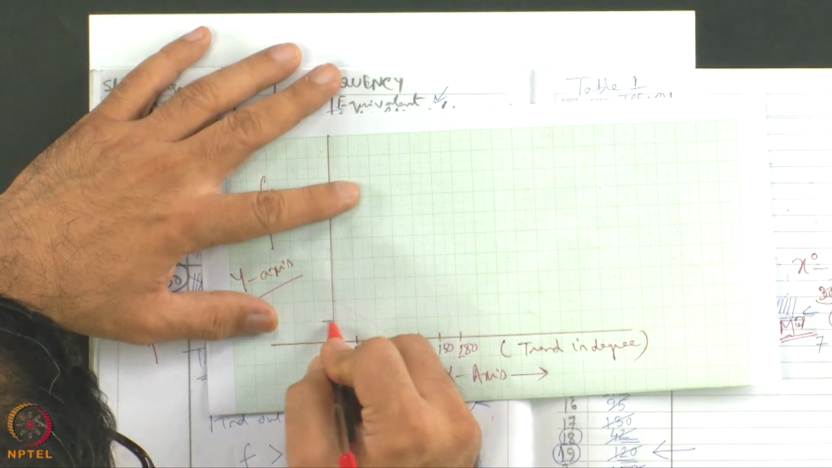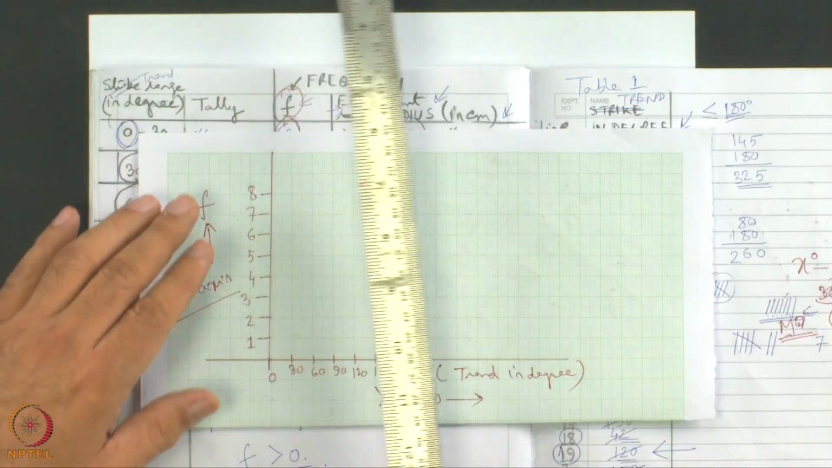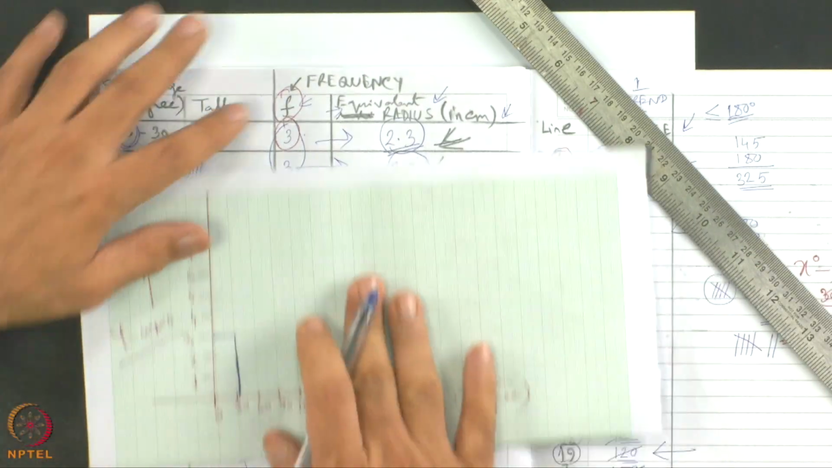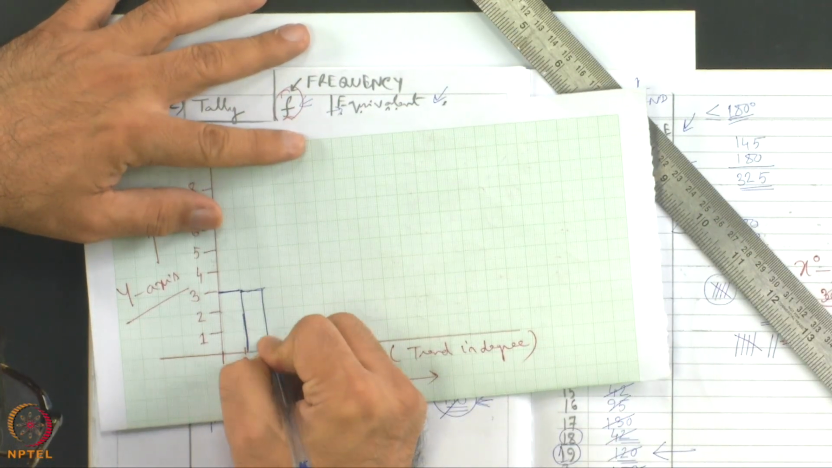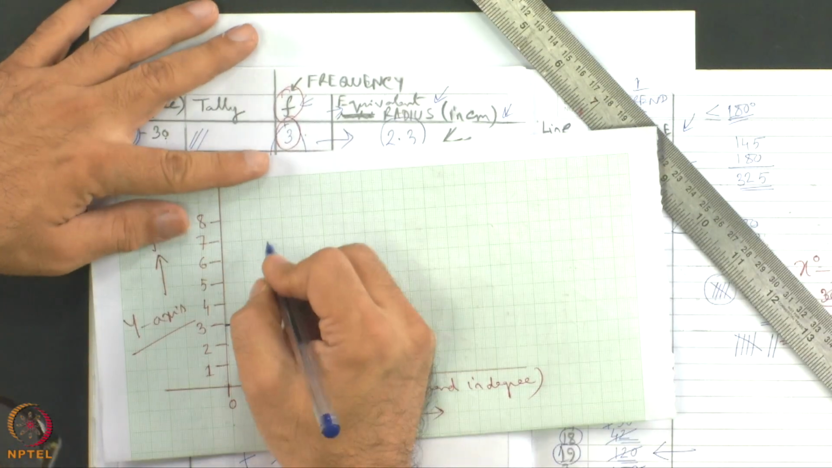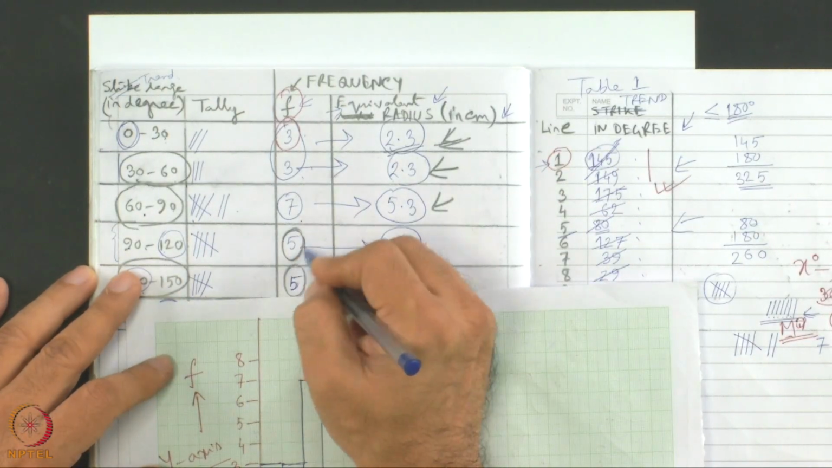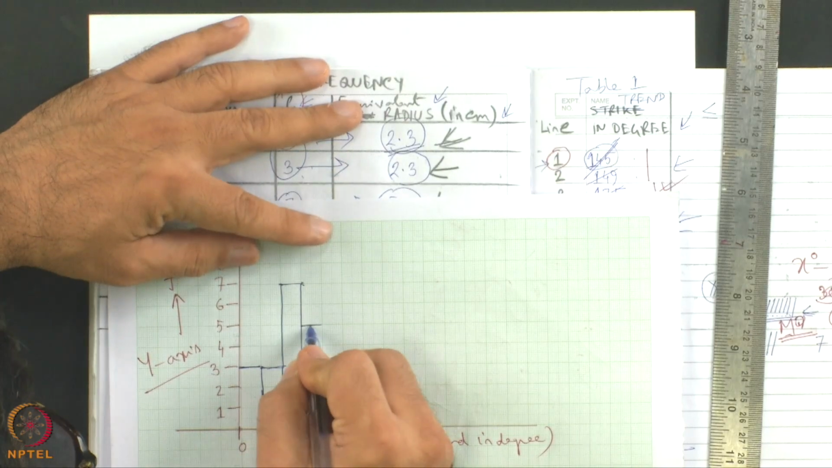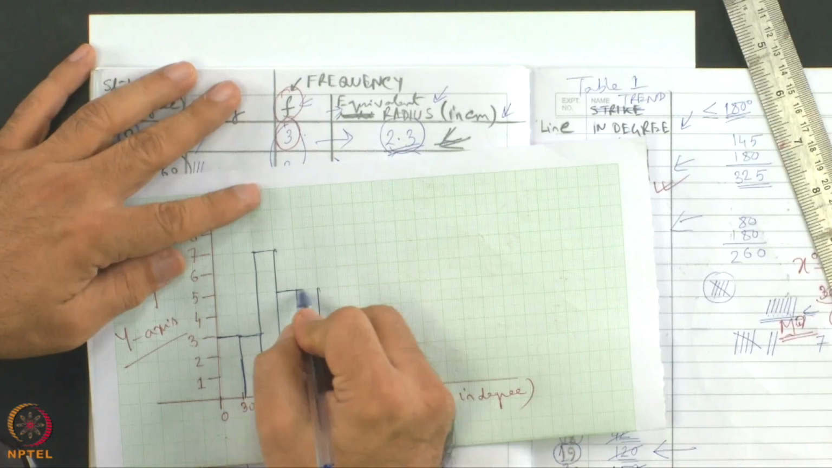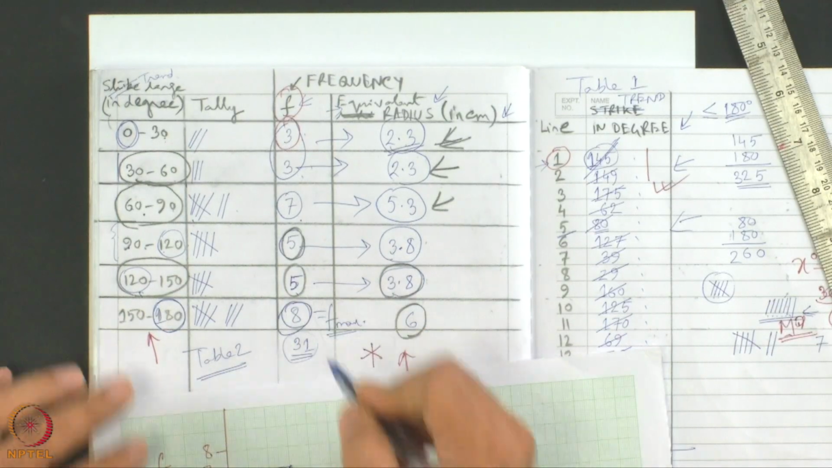Here I can choose a scale: 0 to 30 degree, the number is 3, very simple. We have to draw a rectangle. Then 30 to 60 degree, the number is 3, so another rectangle, another bar basically. Then 60 to 90 it is 7, 90 to 120 it is 5, then 120 to 150 is again 5, and 150 to 180 it is f max, 8.